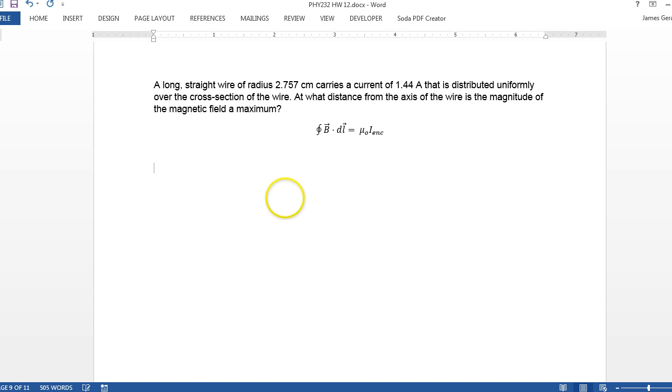Outside is pretty straightforward because the magnetic field, because of the symmetry, is a constant for any given r, and so the integral ends up being B times 2 pi r. And once we're outside of the wire, all of the current is enclosed. So B is mu naught I over 2 pi r for r greater than or equal to R, the radius of the wire.